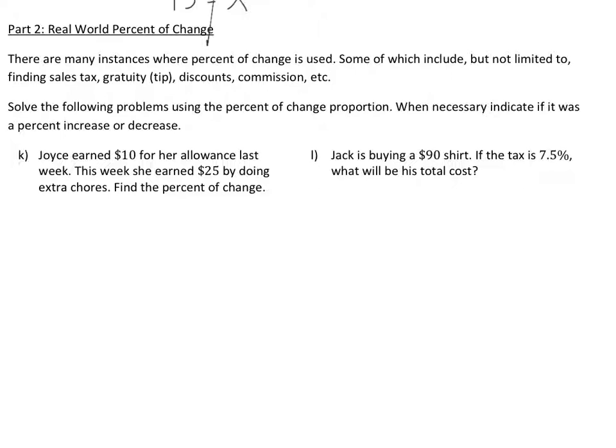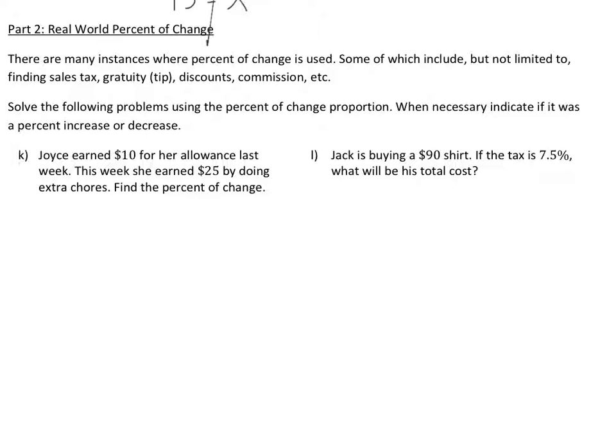Commission. People that sell expensive things. So maybe a car dealership. The person that sells you the car could get a commission. Every car they sell, they get a bonus. This could also work for someone that maybe works at Best Buy selling computers and things like that.